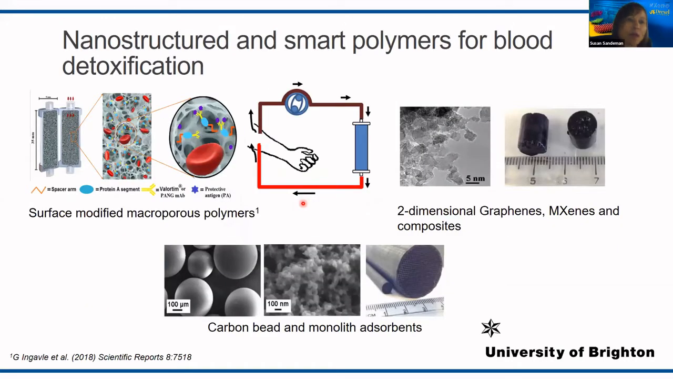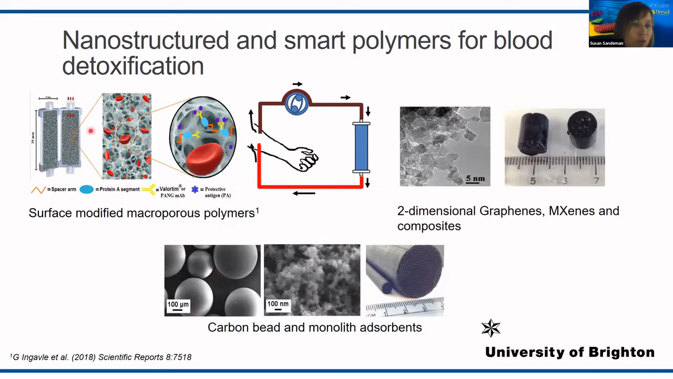So we've looked at a range of nanostructured and smart polymers for blood detoxification, and here you can see some of them. So for many years, we've looked at the use of activated carbons synthetically derived from phenolic resin. We've looked at the creation of porous domains that allow removal of difficult to remove toxins, particularly cytokines. And we've also looked at the creation of bead-based but also monolith-type systems where you extrude and it reduces the complications of using a bead-based system.